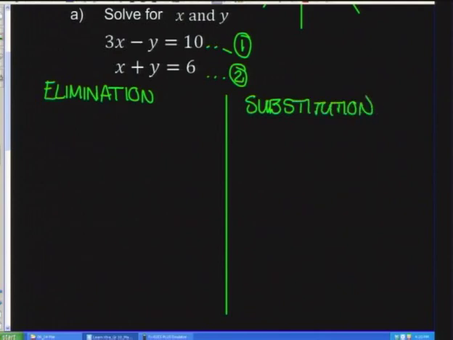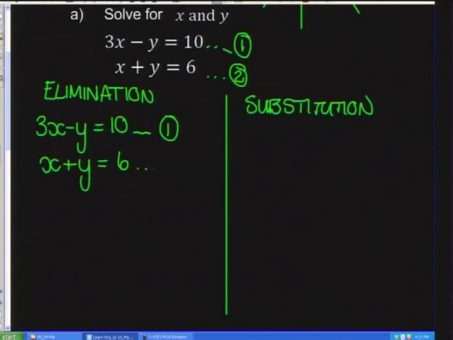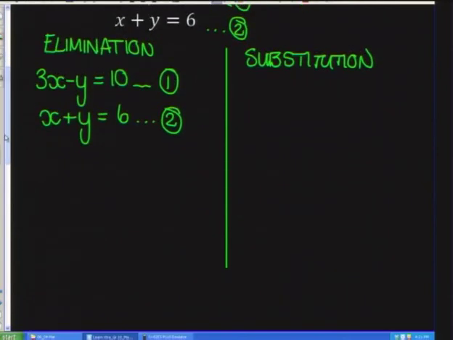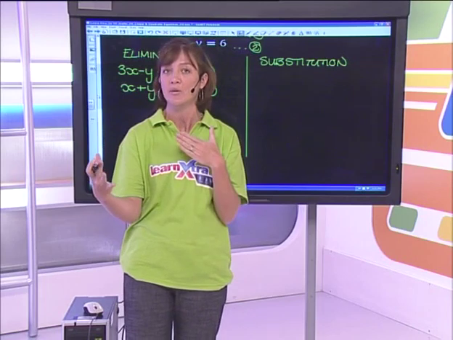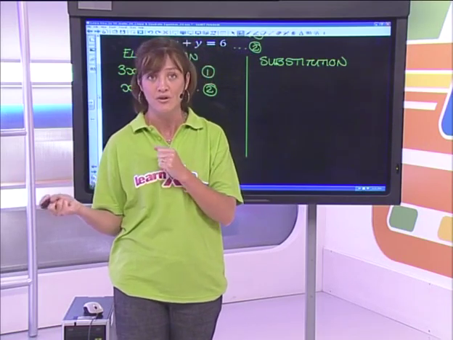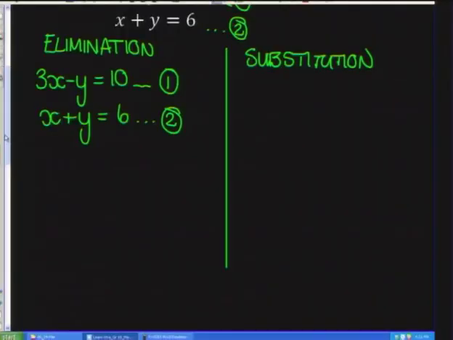Right, so we take our equations and we write them down, and as I've done, we label them equation 1 and equation 2. So I take 3x minus y equals 10, and that's equation 1, and I take x plus y equals 6, and that's equation 2. The elimination method says look at your two equations and see if there are two variables that look the same, that if I were to add the two equations together, would they cancel out? So this is a good example of it, because if I look over here, I've got a negative y over there, and I've got a positive y over there.